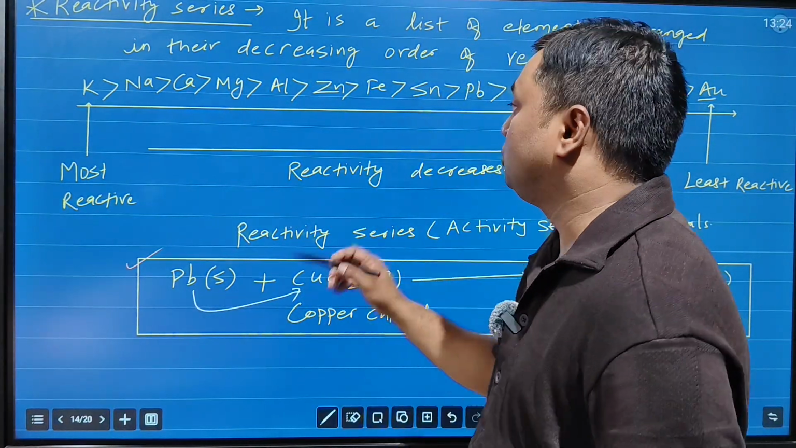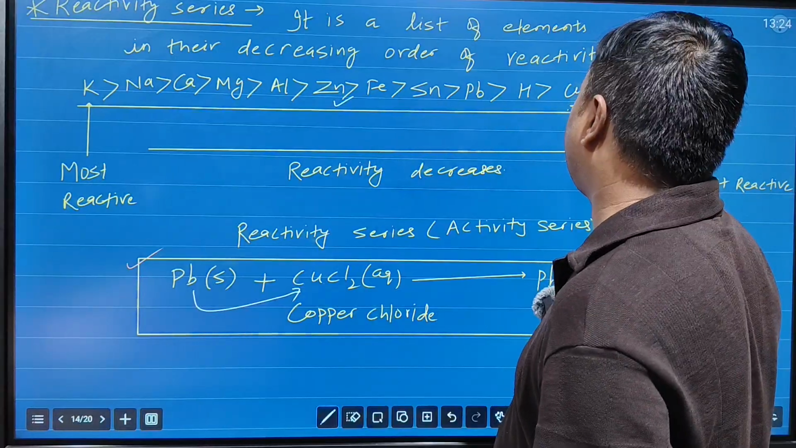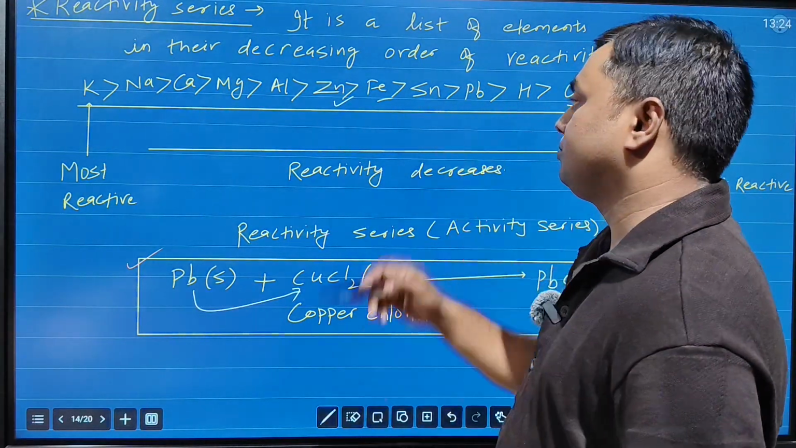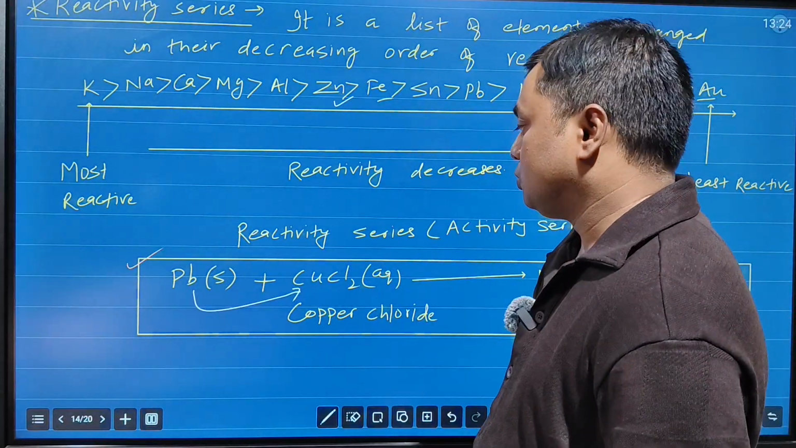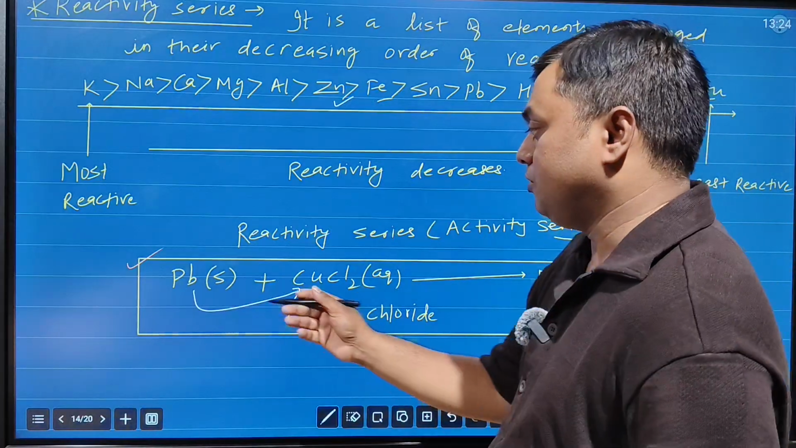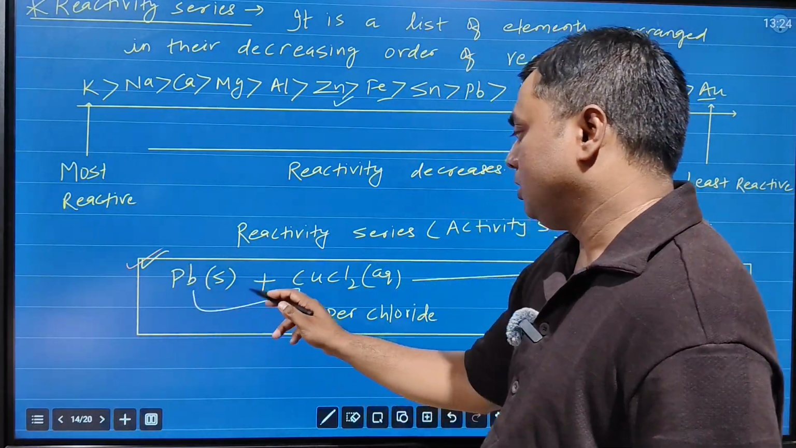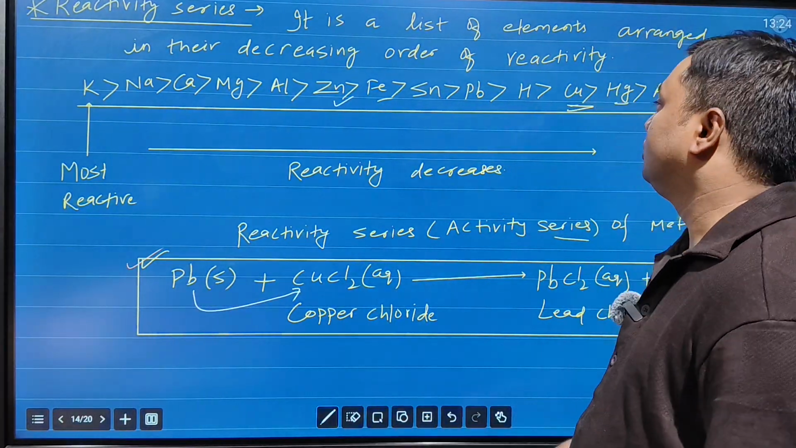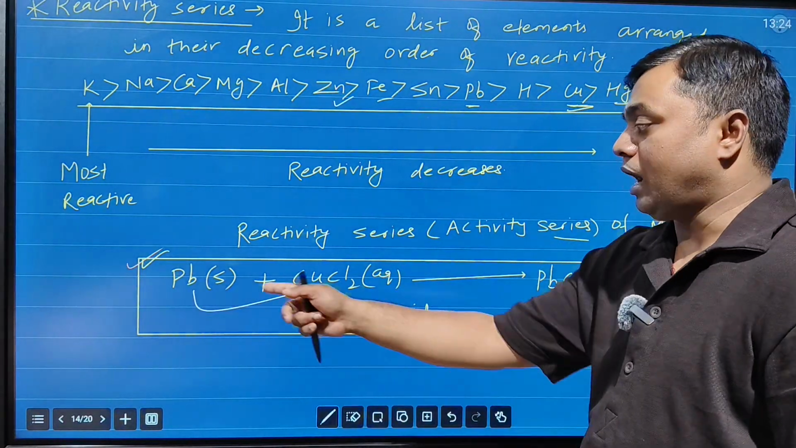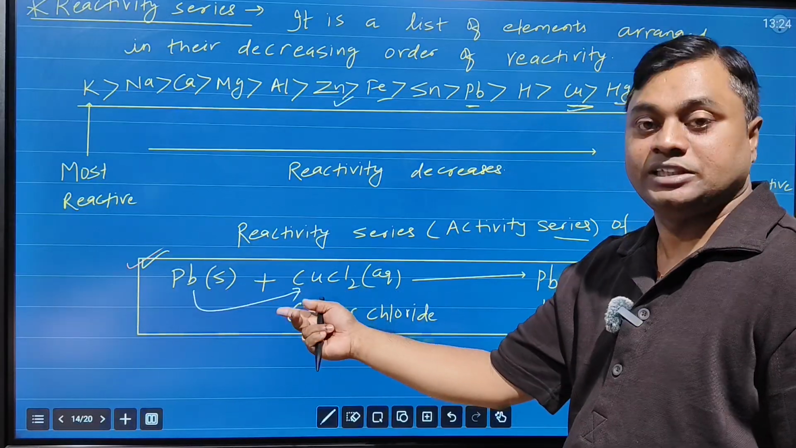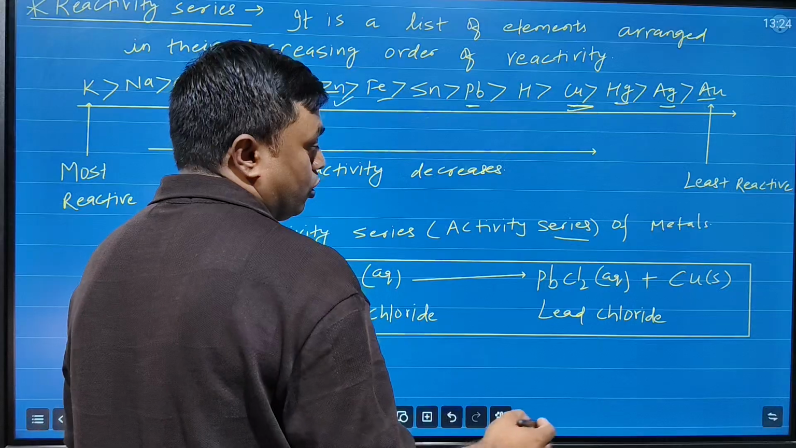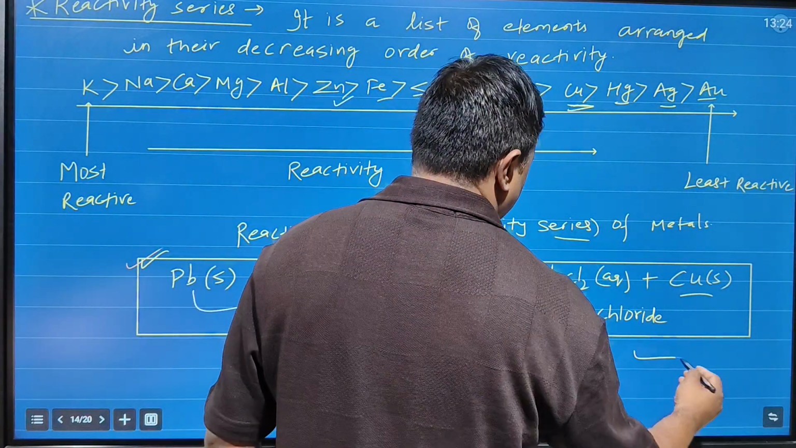Yes or no? Suppose when we talk about zinc and copper, which is more reactive? Obviously, zinc is more reactive. Iron and copper, which one is more reactive? Iron is more reactive. Yes or no? The reactivity series is also called the activity series. You can see whether this reaction is possible: lead plus copper chloride. Lead is here, copper is down in the reactivity series. As lead is more reactive than copper, yes, this reaction is possible. It will form lead chloride plus copper.